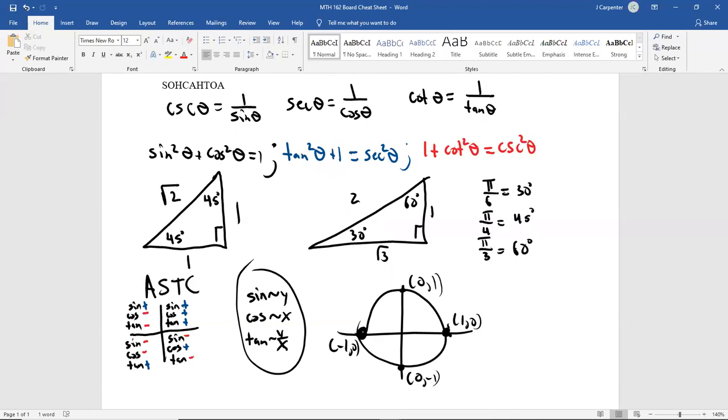So what's the sine of 0 degrees? Whatever its y coordinate is. What's the cosine of 180 degrees? Whatever its x coordinate is. What's the tangent of 270 degrees? The ratio of the y and the x coordinates.